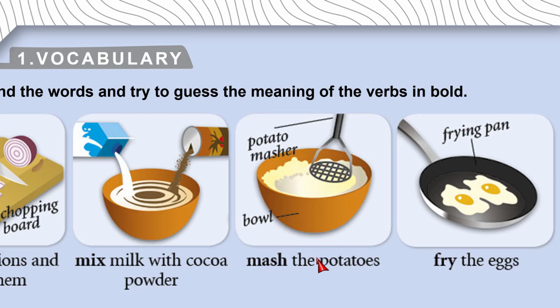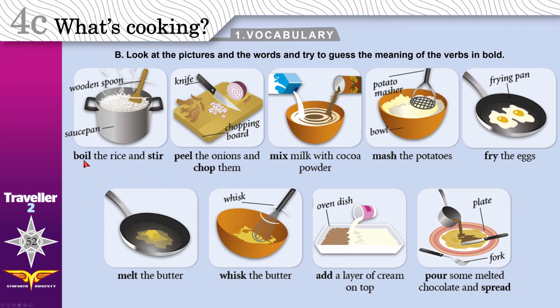To do that, you put potatoes in a bowl. This is not a bowl, it's a bowl, just like football. It's a bowl. You fry the eggs. When you fry your food, you cook it using oil. Unlike when you boil. When you boil, you use water. When you fry, you use oil. When you roast, you don't use oil, you don't use water. You use nothing. That's roasting in the oven.